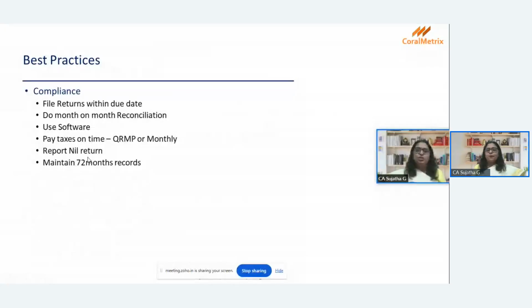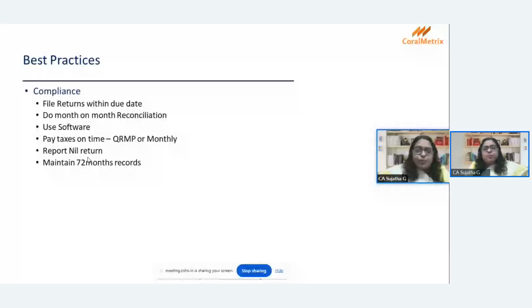The first and foremost is that all of us should file the returns on time. Though there may not be any penalty or late filing fee for GSTR1, it is important for us to file IFF or GSTR1 on time. The second most important thing is to do the reconciliations. It is not just one reconciliation. There are a lot of reconciliations. I will take you through them when the next slide comes.